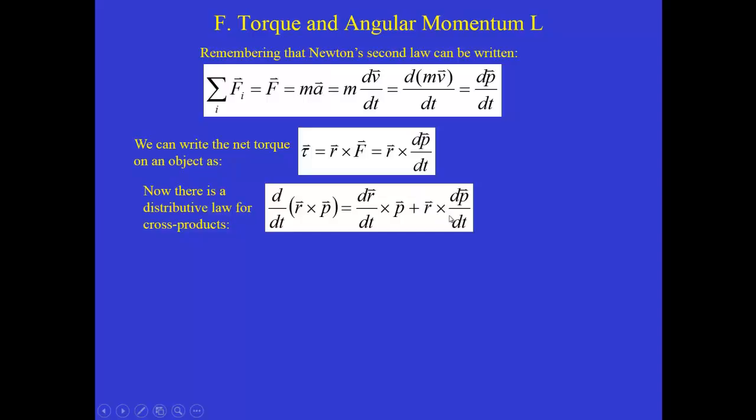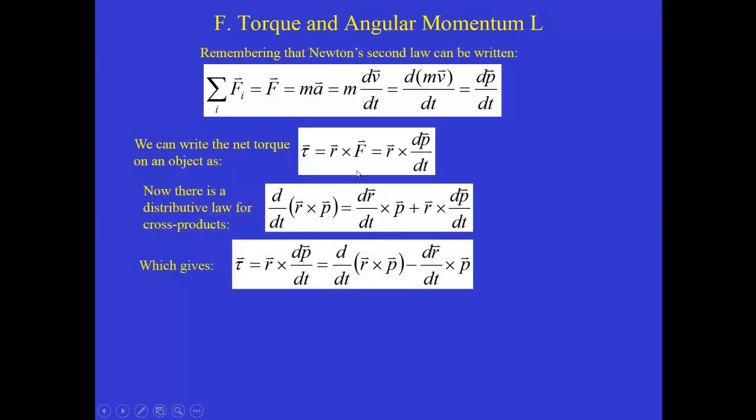Alright, so in the next step we will see that the net torque, which is r cross dp dt, using this equation here, is equal to what's on the left hand side minus the first term that's on the right hand side. Alright, so tau, which is r cross dp dt, is equal to d by dt of r cross p minus this term dr dt cross p. And it's not obvious exactly how this is going to help us until we look at this last term on the right hand side. And remember that dr dt is the same as the velocity vector.